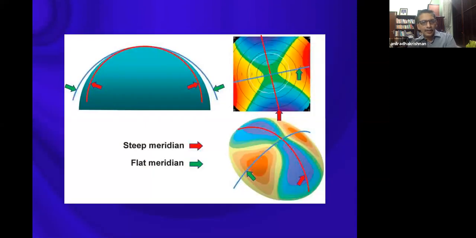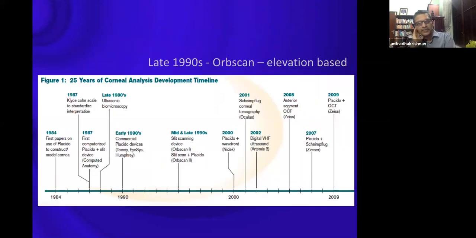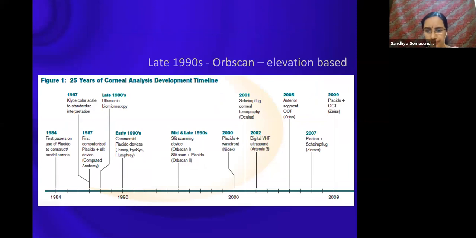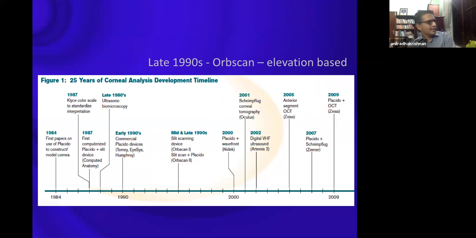Right, yeah. Sir? Now, I think then in the late 1990s came OPSCan. So then this concept of tomography came. Till that point of time, only the anterior curvature of the cornea was talked about. Now the thickness of the cornea, the posterior curvature of the cornea, and the shape of the posterior curvature were also taken into consideration, which was a big revelation. I remember the commotion it caused in the late 90s, because that was the time I was doing post-graduation.